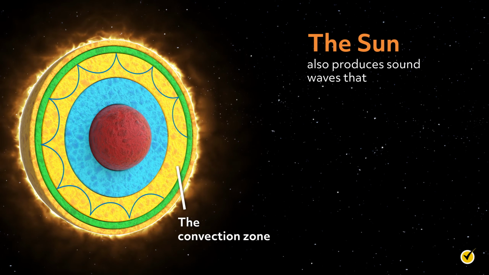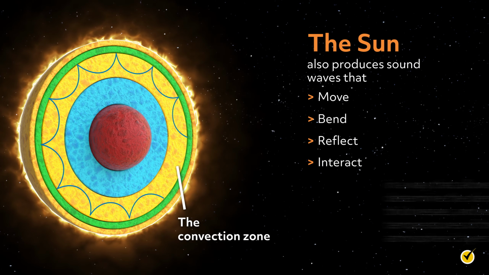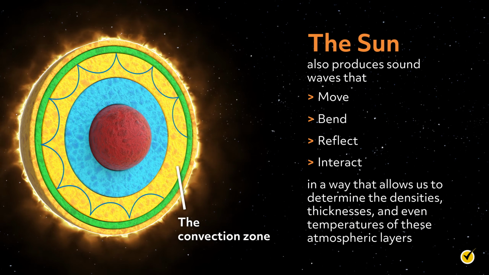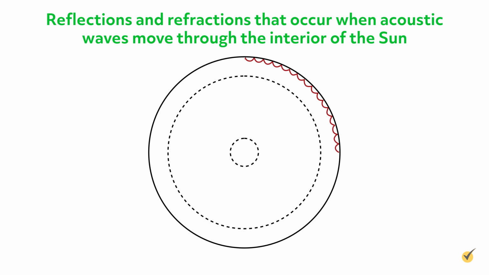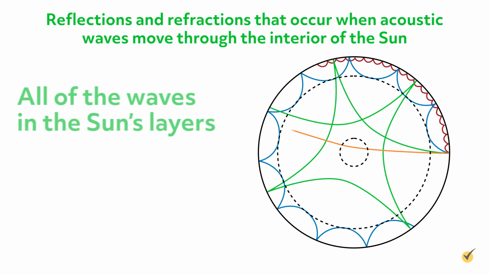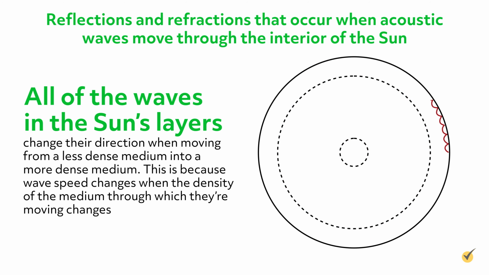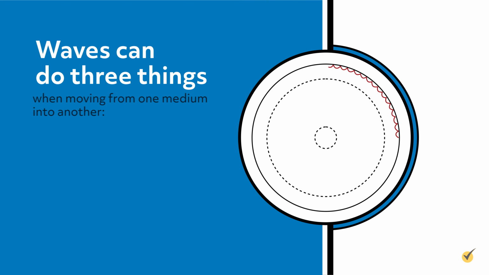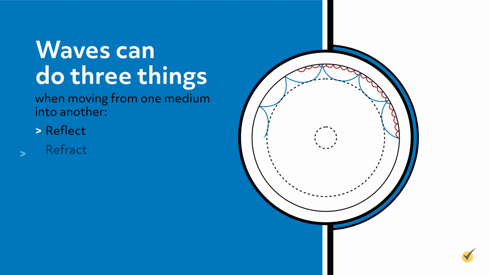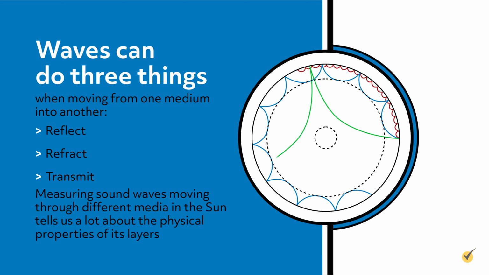The sun also produces sound waves that move, bend, reflect, and interact in a way that allows us to determine the densities, thicknesses, and even temperatures of these atmospheric layers. This diagram shows the variety of reflections and refractions that occur when acoustic waves move through the interior of the sun. All of the waves in the sun's layers change their direction when moving from a less dense medium into a more dense medium. This is because wave speed changes when the density of the medium through which they're moving changes. In general, waves can do three things when moving from one medium into another: reflect, refract, and transmit. Therefore, measuring sound waves moving through different media in the sun tells us a lot about the physical properties of its layers.